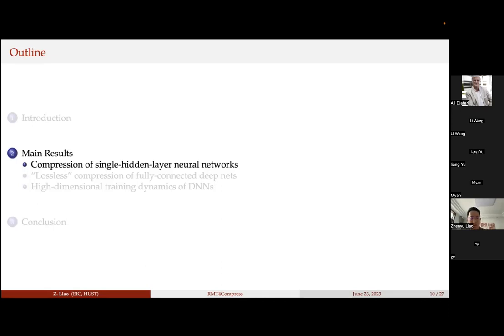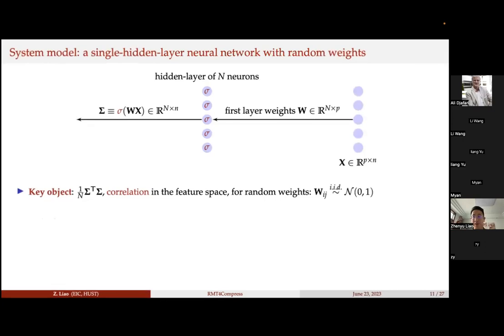And first, we're going to start with the simple case where we focus on the shallow neural network with only one hidden layer and random widths. Okay. So here is our system model. So we have some input data X. Okay, and they are data vectors of dimension P, and we have an output.